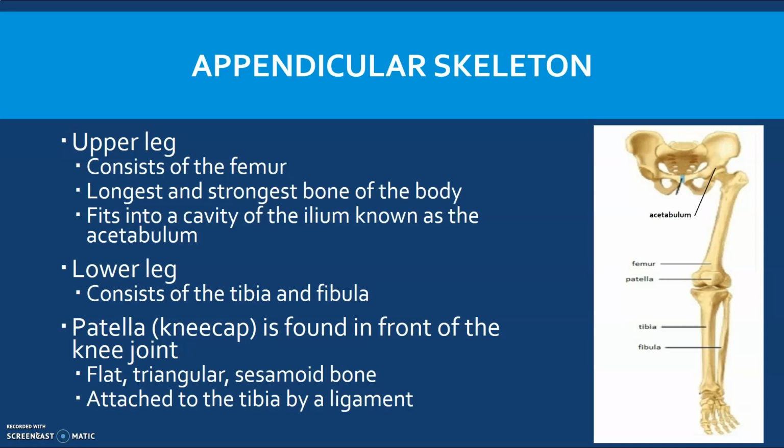And you have your patella. Your patella or kneecap is found in the front of the knee. The patella is a type of sesamoid bone. Sesamoid bones are embedded in tendons, and the patella is attached to the tibia by a ligament.